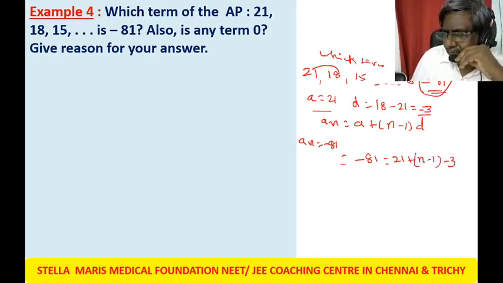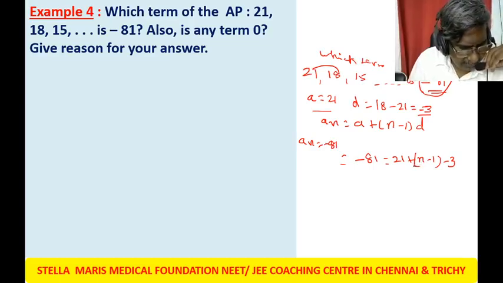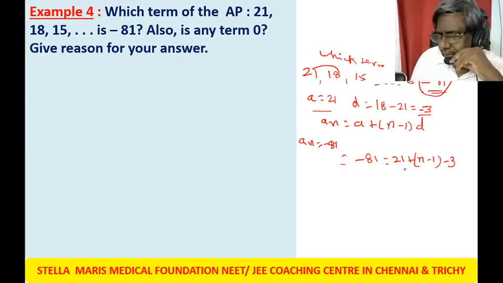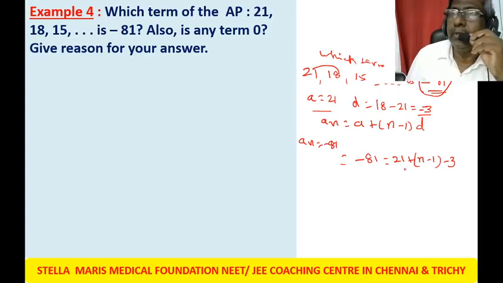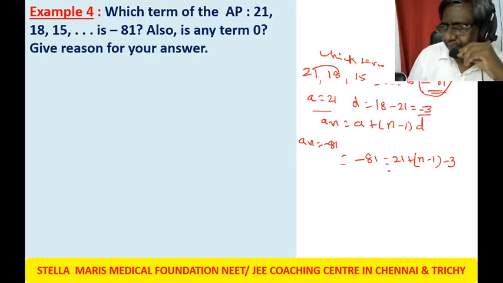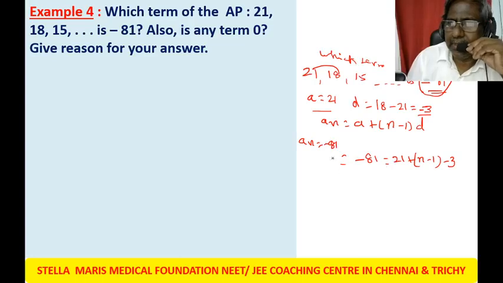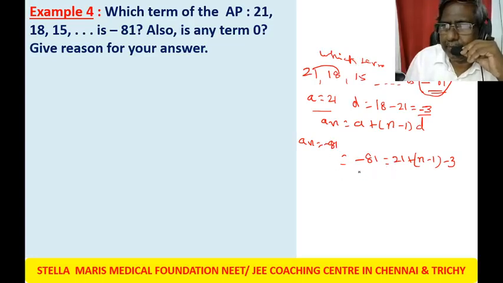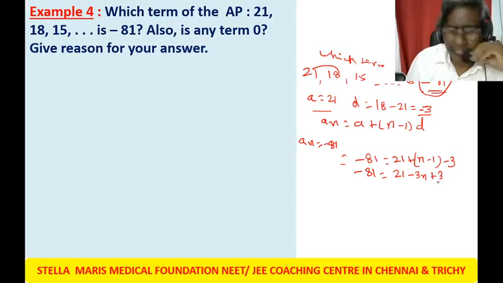See this step. Yes, the term is 8, right. Babu, the 8th term will give you 0. See, I'm substituting the formula: minus 81 is equal to 21 minus 3n, then minus into minus will be plus 3. Okay? Clear?